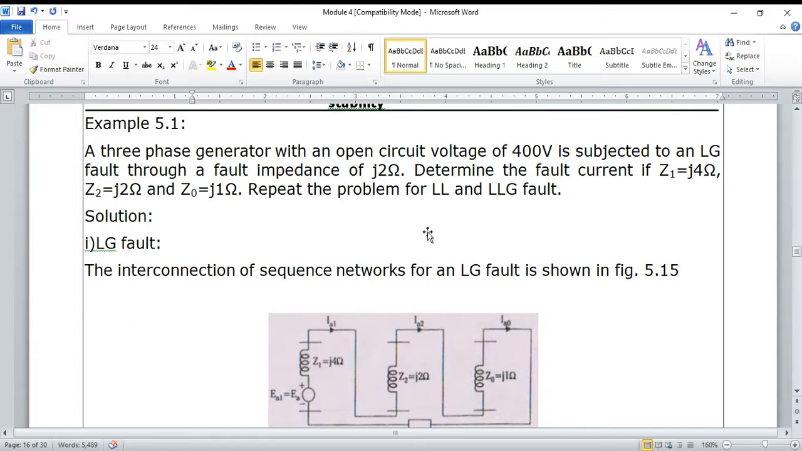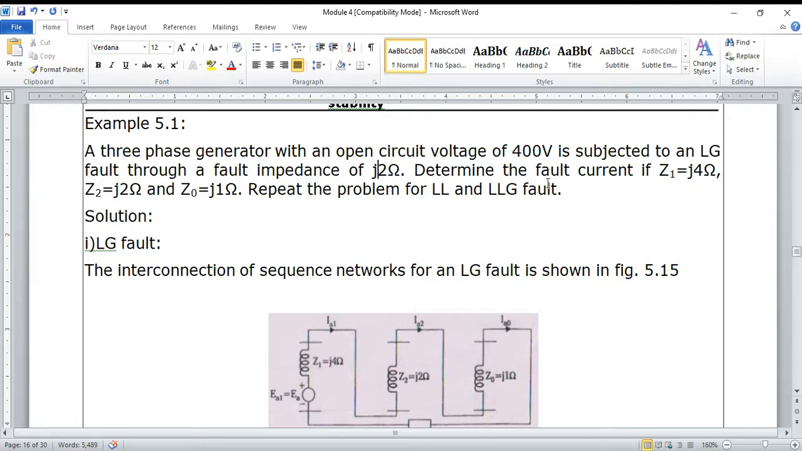Problem on single line to ground fault, line to line fault, and double line to ground fault through a fault impedance that is j2 ohms. The problem statement goes like this. A three-phase generator with an open circuit voltage of 400 volts is subjected to an LG fault through a fault impedance ZF. This is derivation number 4, that is single line to ground fault of an unloaded generator through a fault impedance ZF.